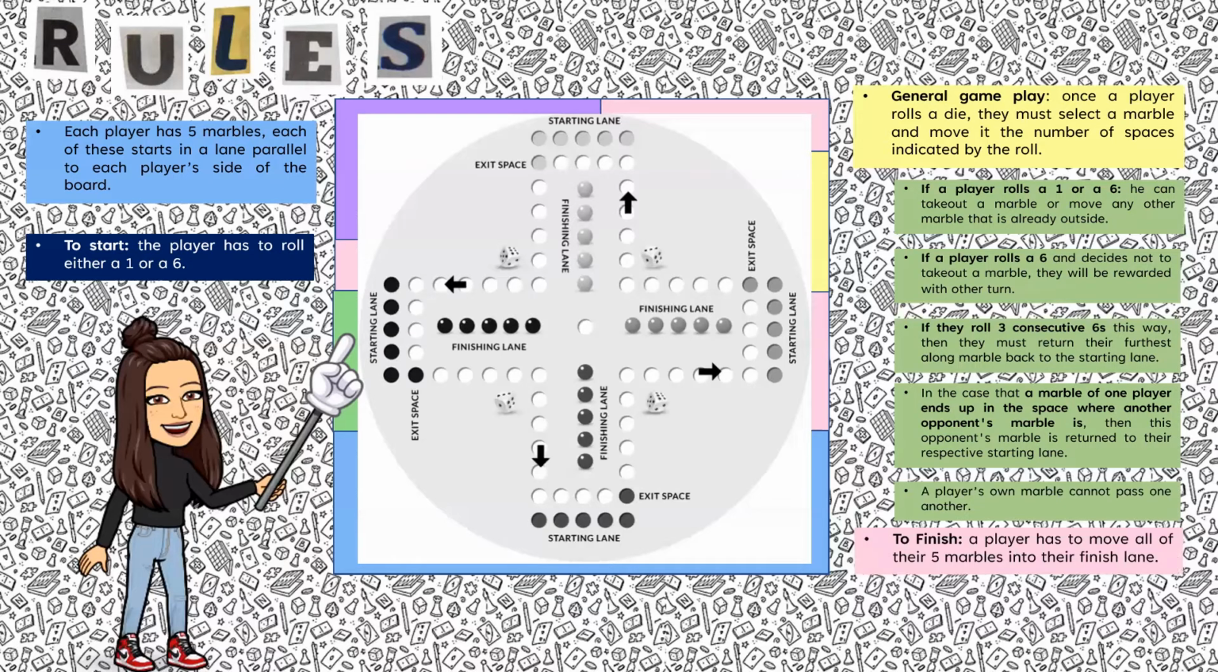In order to win and finish the game, as I said before, a player has to move all of their 5 marbles into their finishing lane. Once the marbles are in this lane, they cannot move backwards, but they can pass one another.